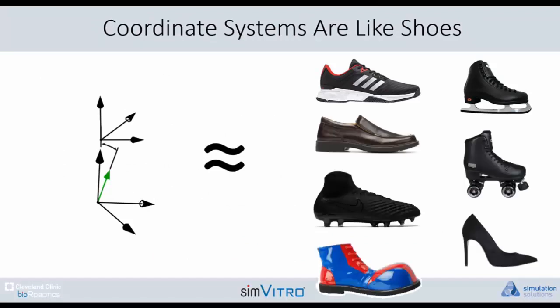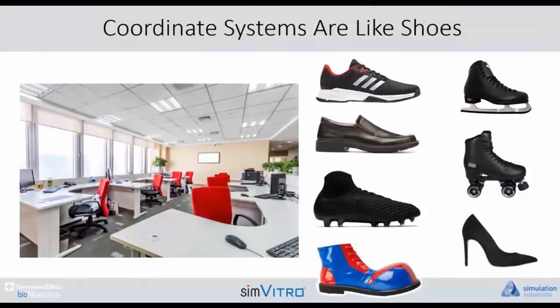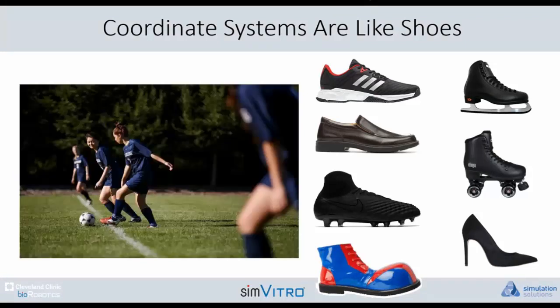Coordinate systems are like shoes, right? So this may be a bit confusing, but hear me out. I'm not going to go with the one-size-fits-all analogy that would be easy to think of. It's more about time and place. So in this environment, there's a few shoes that you could wear that would work. Probably the tennis shoe, maybe the dress shoe or the high heels. That might be appropriate in here, but the ice skates would probably not be appropriate in this environment.